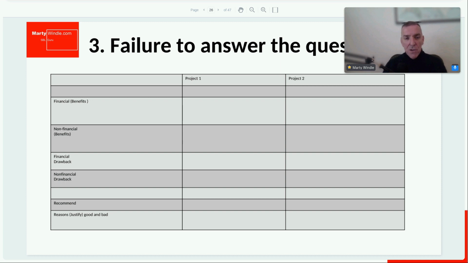So I put there financial benefits. I'm just trying to make this a bit bigger. I put down financial benefits, non-financial benefits, project 1, project 2, drawback, financial, non-financial, project 1, project 2, recommend, which one you're going to go for, justify, good and bad, because you've got to have a balanced perspective. So if you do that, it's going to help you. I think potentially it's going to make sure you hit every single requirement mark in the examination.